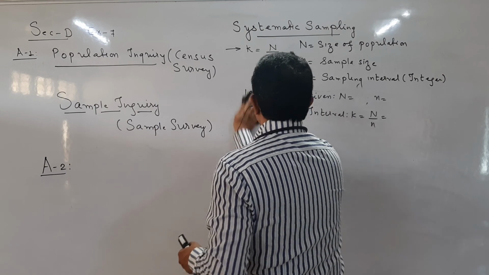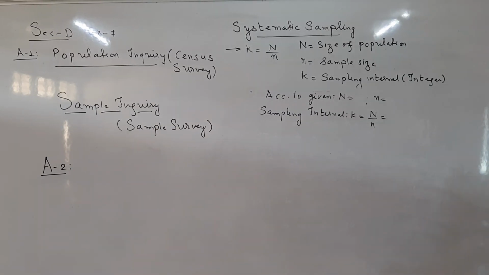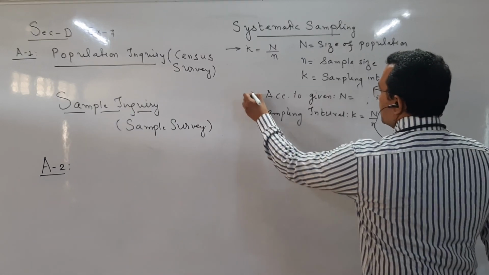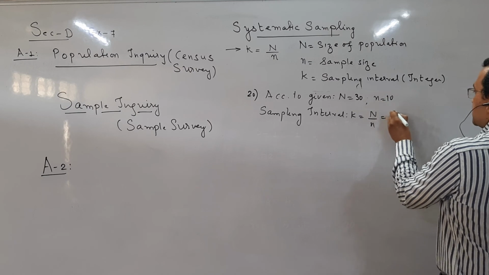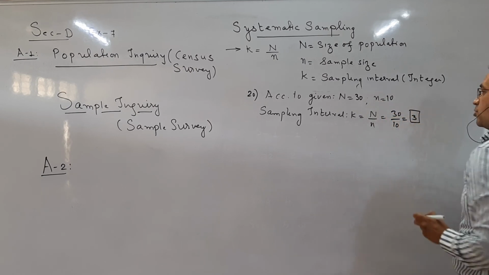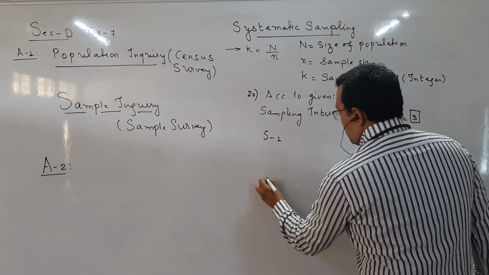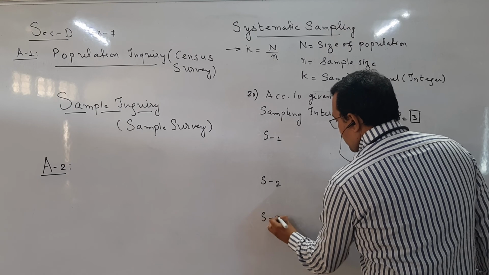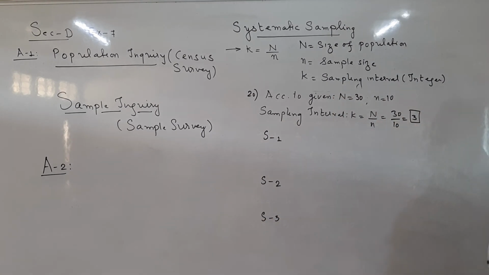Let us do sum number 20. According to given, capital N is 30, small n is 10, sampling interval is 3. So how many samples are possible? 3. So write like this: S1, S2, S3. Suppose this was 5, then 5 samples; 10, then 10 samples. Now the first unit is selected from the first 3 units. So let us take 1.